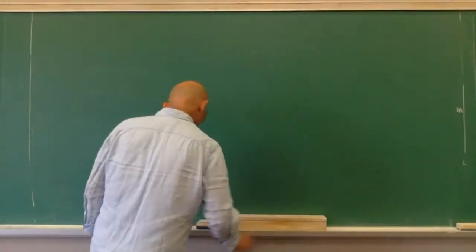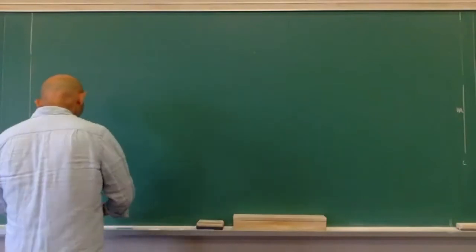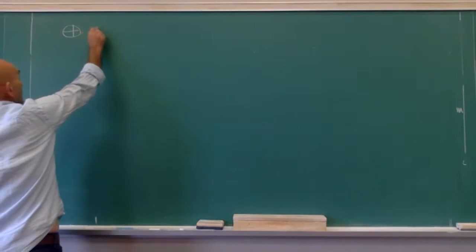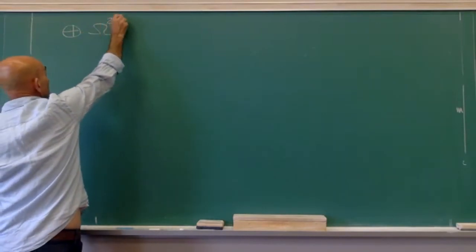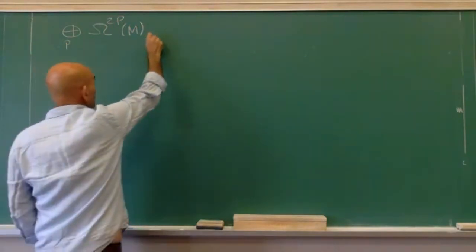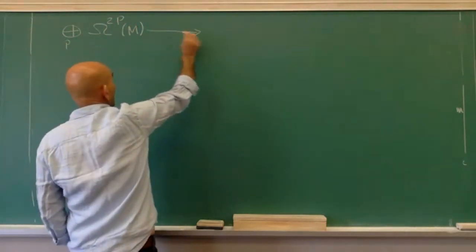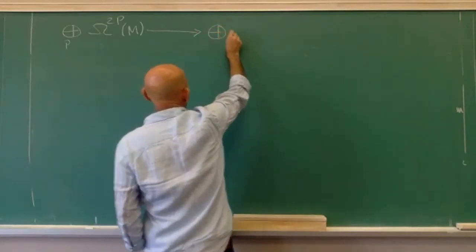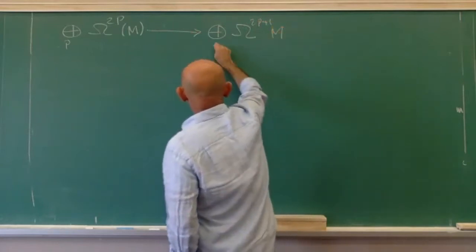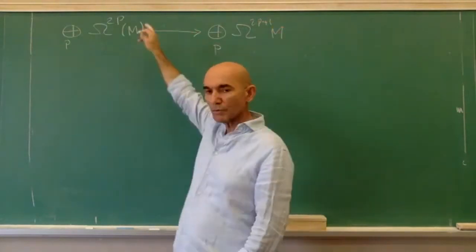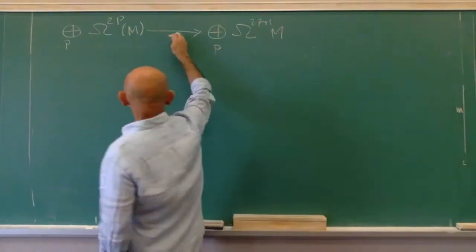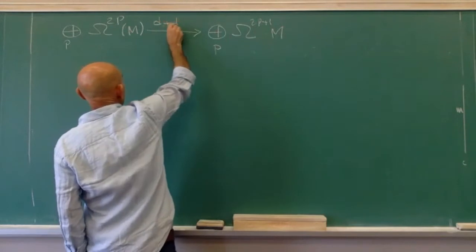Okay, so now consider the following complex. Direct sum of Omega^{2p}(M) over all p, going to direct sum of Omega^{2p+1}(M) over p. So we just take all even forms and we want to go to odd forms. The operation that we are taking is d plus d star.